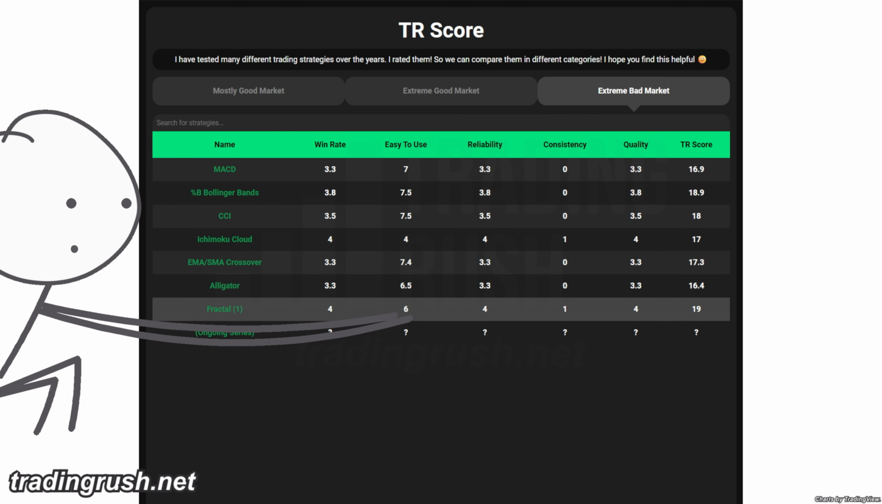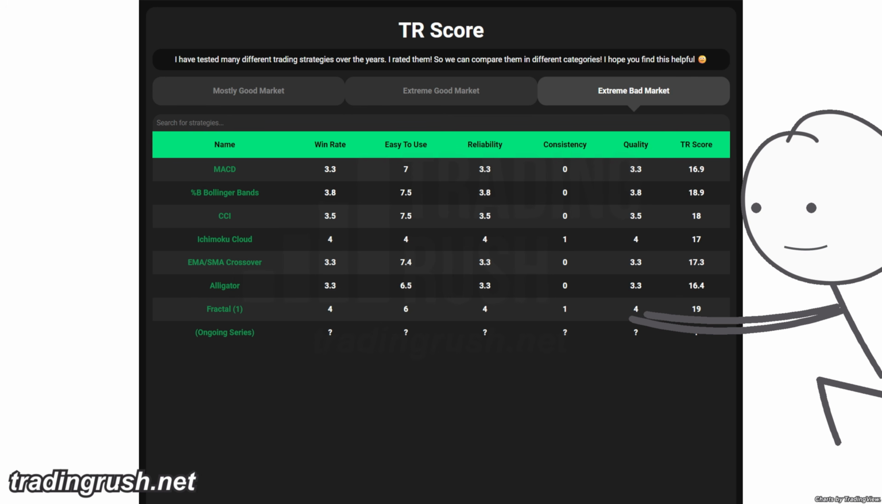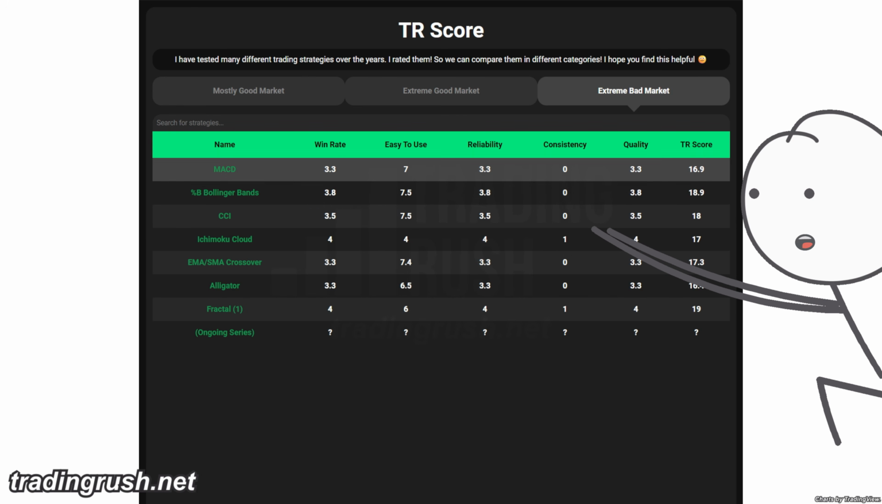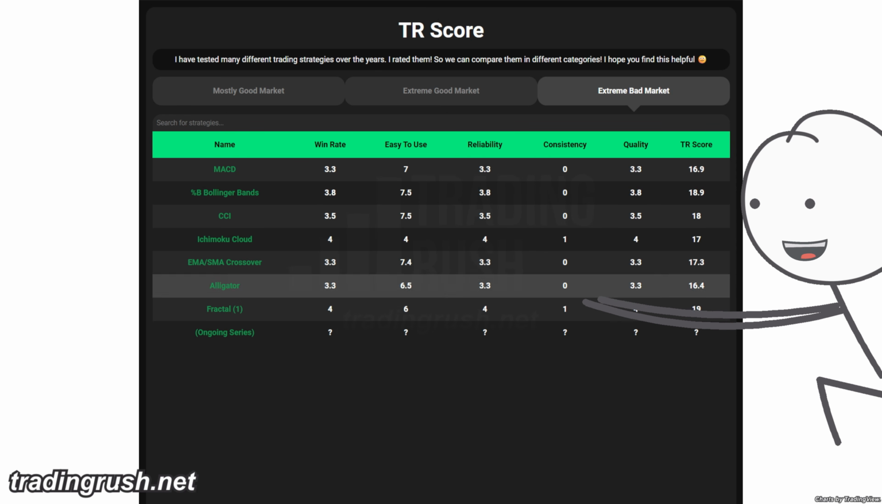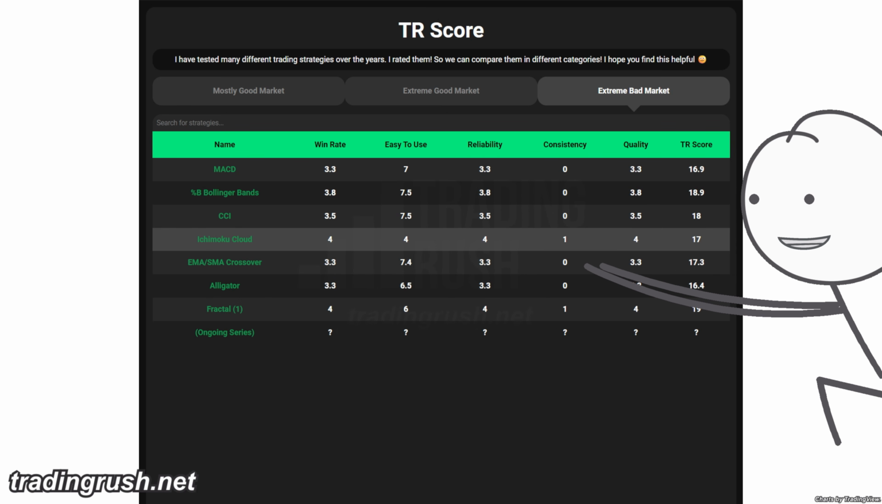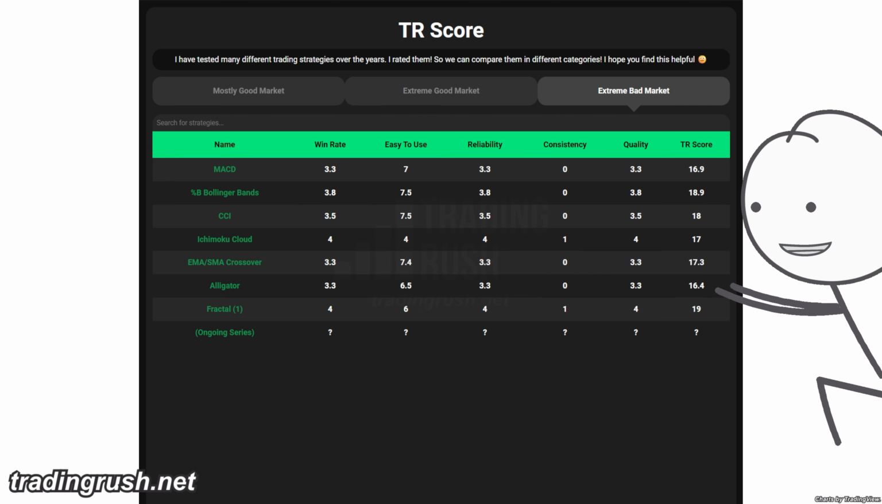In the easy to use score, it gets a 6 out of 10. As for reliability, it gets a 4. The quality of trades score is also 4 out of 10, but the consistency of profits is 1 out of 10. This is actually a good thing because many other strategies were rated 0 out of 10 because they continuously made a loss. This strategy and the Ichimoku cloud didn't lose money continuously, so they get a 1 out of 10 score in the consistency of profit category. That brings the total TR score to 19. This is actually the highest score in the extremely bad market so far.